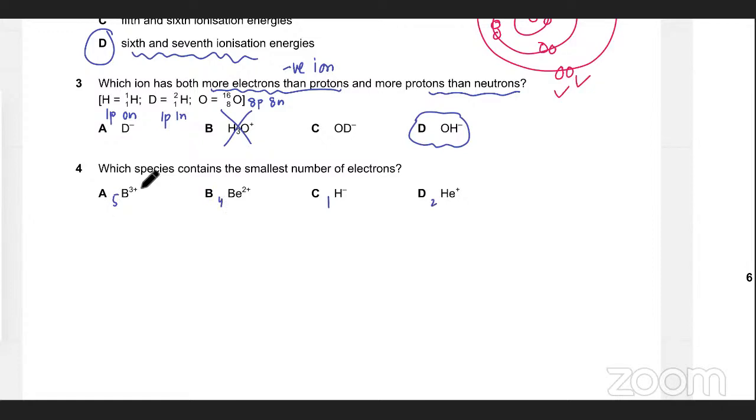So I think it's going to be D. It's going to have just 1 electron. Hydrogen -1 will have 2 electrons. Beryllium 2+ will also have 2 electrons, and beryllium 3+ would also have 2 electrons. So it's going to be helium.